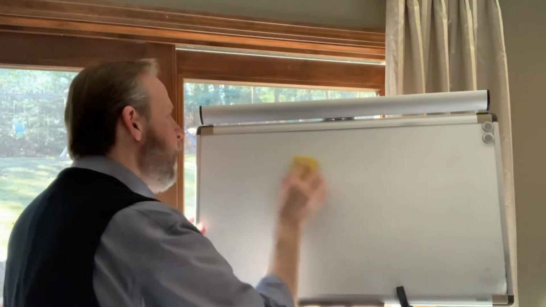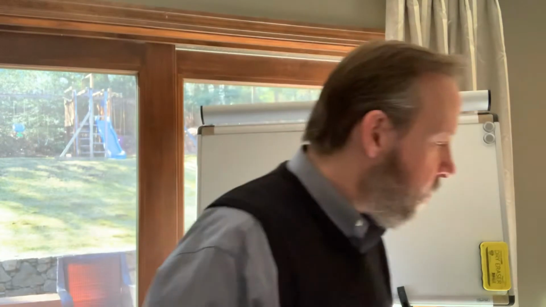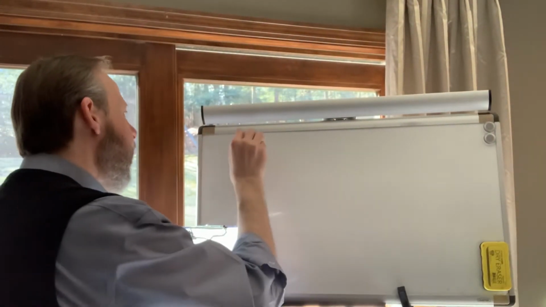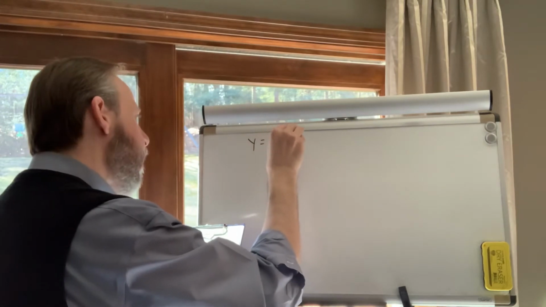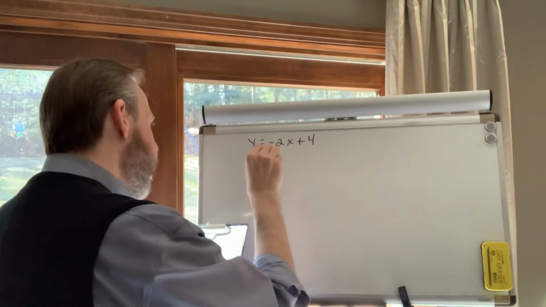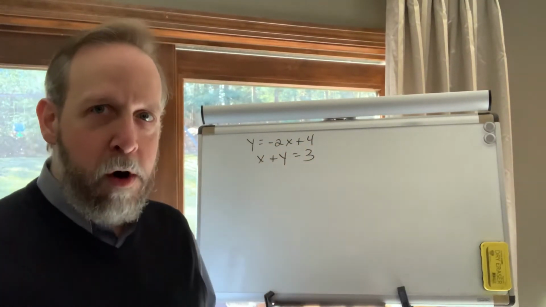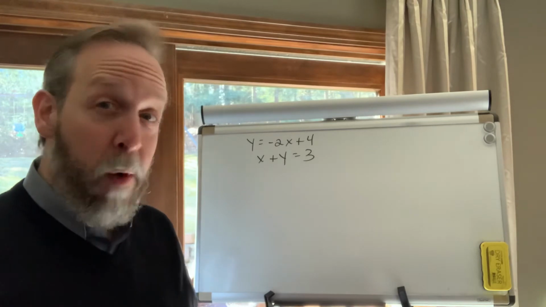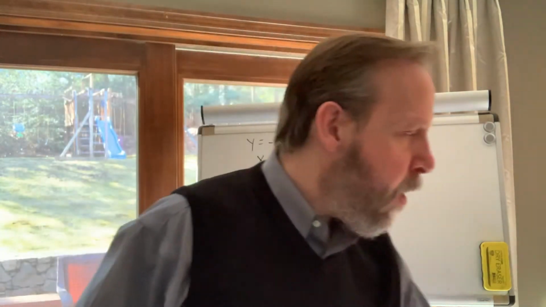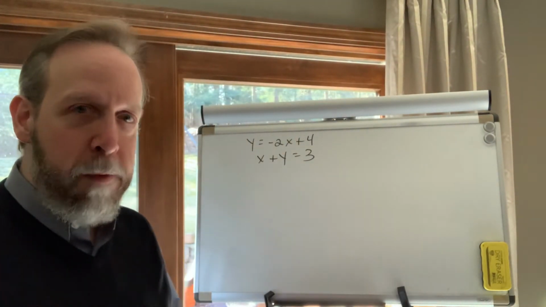All right, the next ones we're going to do with substitution. So let's try this problem here. We have y equals negative 2x plus 4. And I'm also going to give you x plus y equals 3. Well, that looks awfully familiar. Why does it look so familiar? We just solved it with graphing. We know the answer should be 1, 2. Let's make sure it actually works with substitution as well.